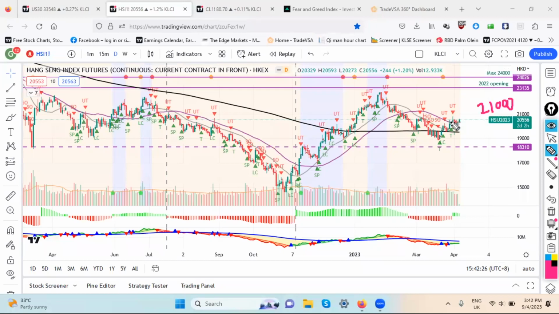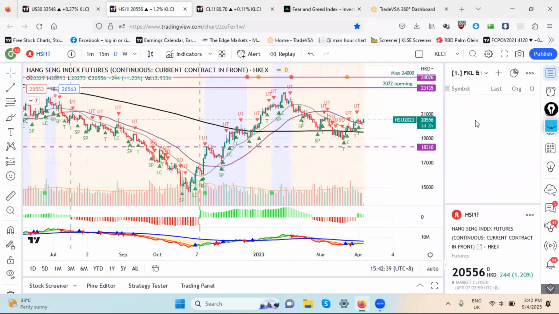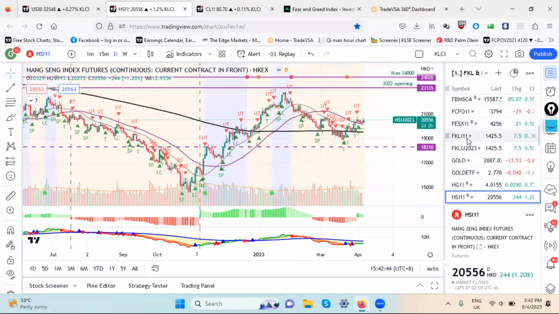So watch out when you hit the resistance, then you can go for M4 when you want to jump in, or go for long, then you'll be at the support level, okay. So this is the Hang Seng index, and now we go to the Malaysia market, okay.